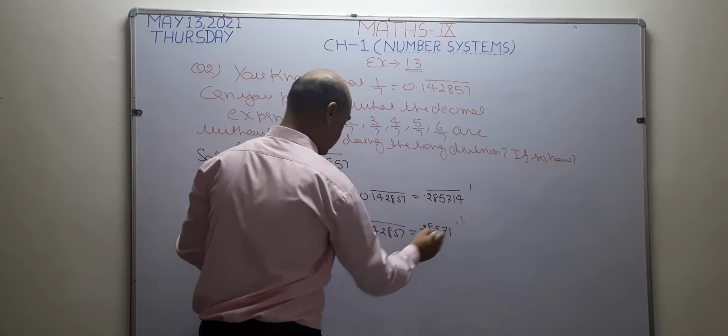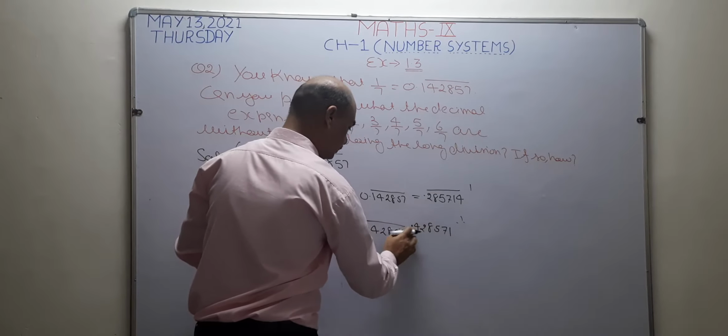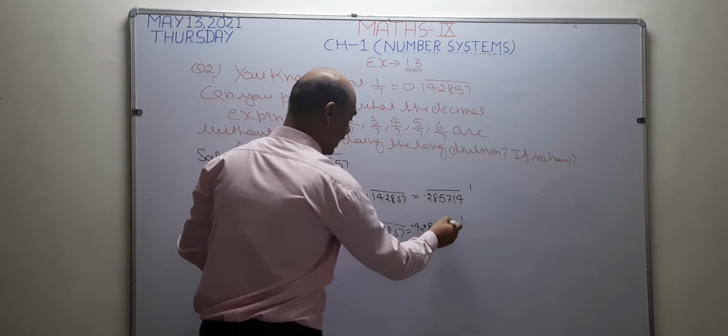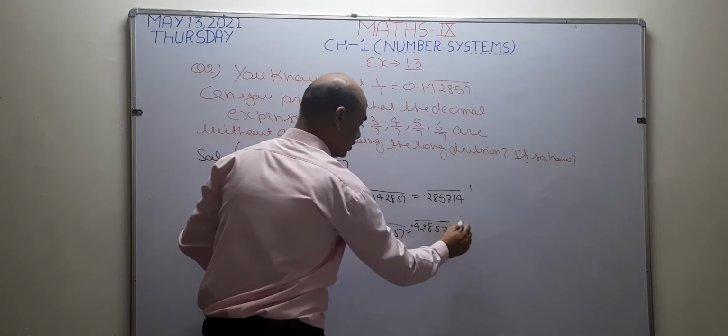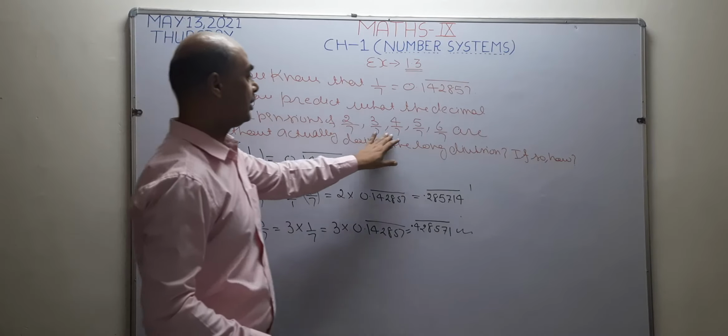What is left? 1 is left. 3 ones are 3 plus 1, 4. So the answer becomes 0.42857 and its bar is there. So this is the answer. In the same way, you can solve the remaining part of this question.